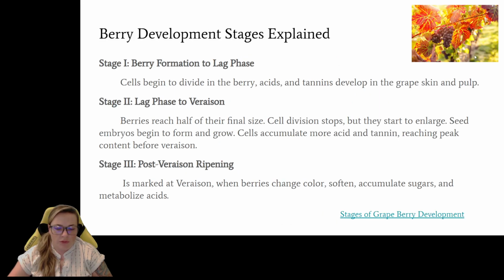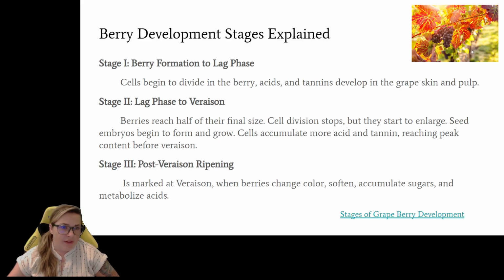So we'll just give you a written demonstration of exactly what's happening at each stage for your study purposes. So stage 1 is berry formation to lag phase. So the berry has formed, cells are beginning to divide in the berry, acids and tannins develop in the grape skins and pulp during the stage, right? And if you've ever grown fruit or been to an apple farm, if you tried to eat the fruit before it's ready, it's really acidic and really harsh, right? So this makes sense, right?